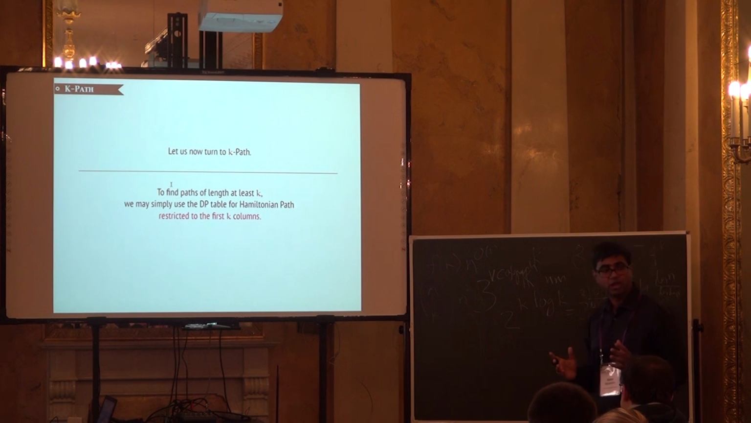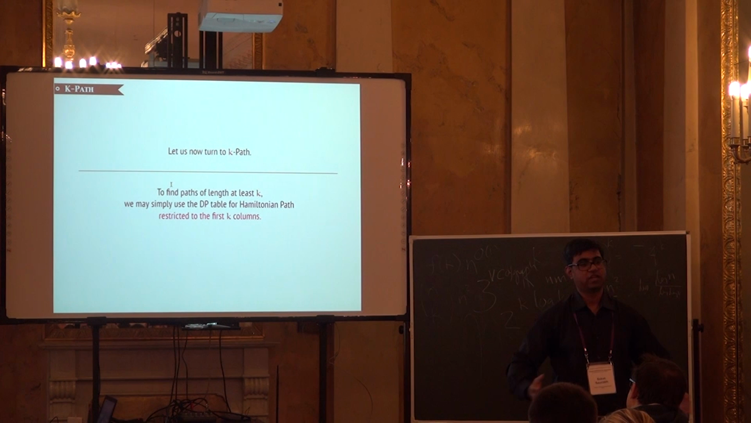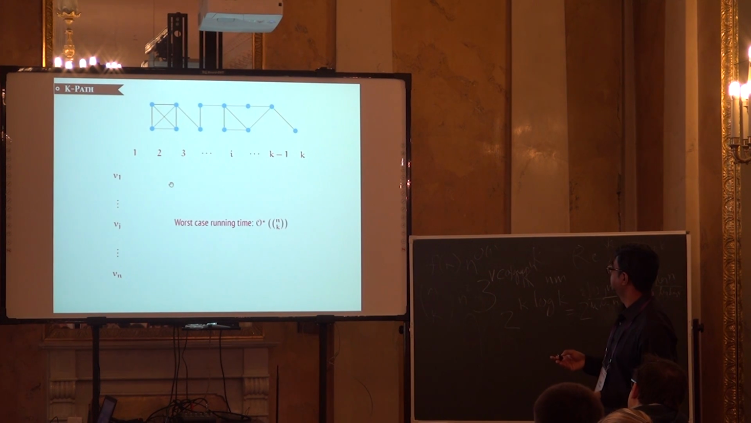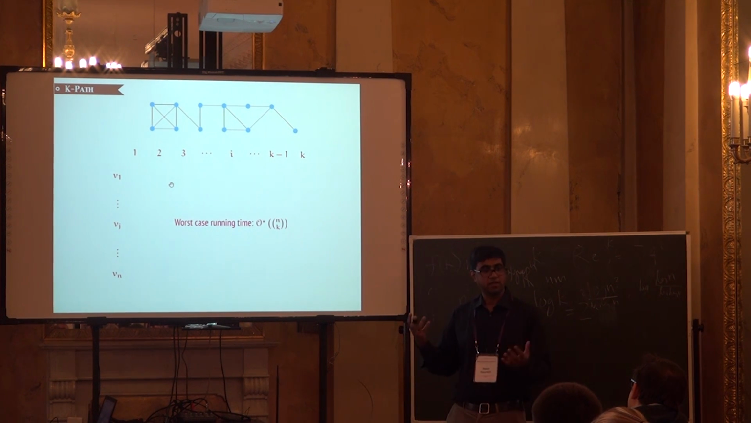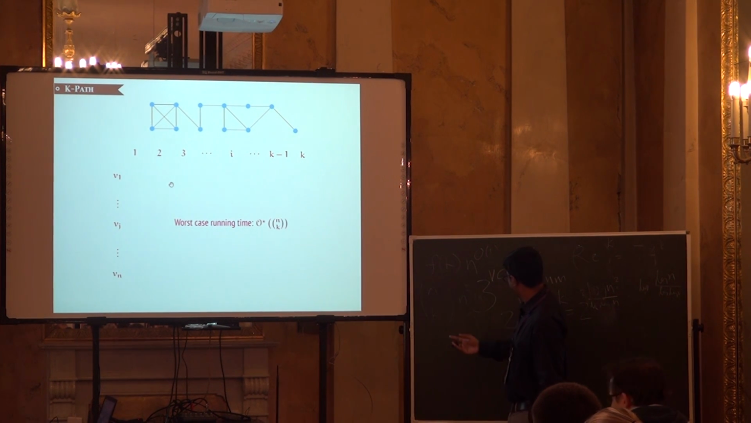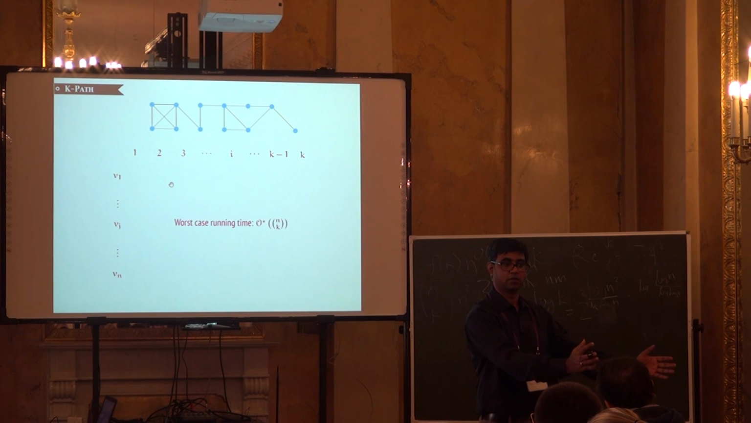Now if you're trying to find a path of length at least k, what should you do? Just restrict your algorithm to the first k columns. That's it. That algorithm will run in time O star n choose k, right? So if I'm looking for a k-path, I can get such an algorithm. In the beginning we had n choose k times k factorial. I have already been able to remove this k factorial term by doing this dynamic programming algorithm.